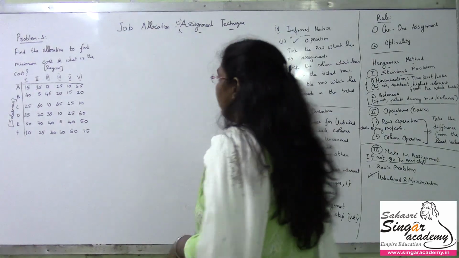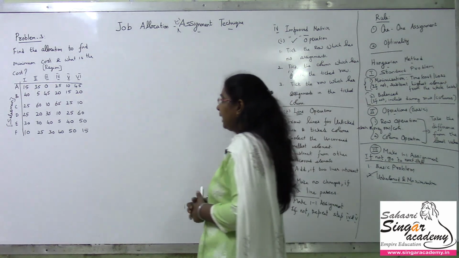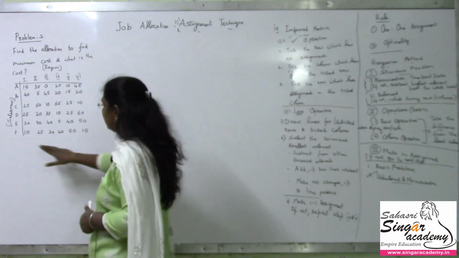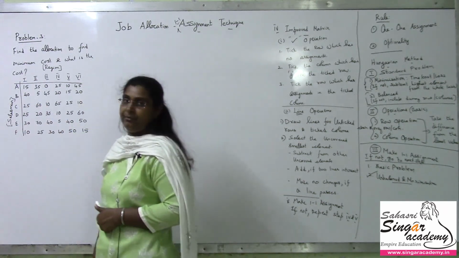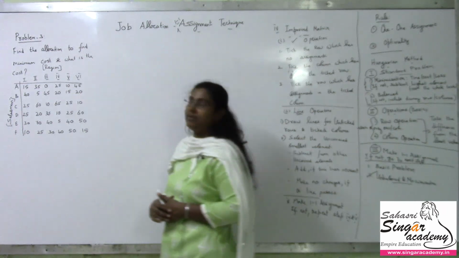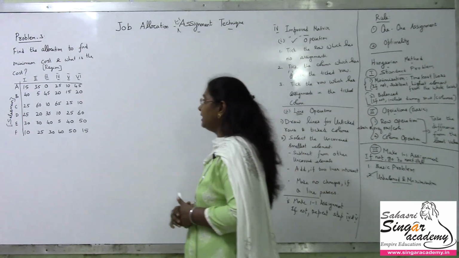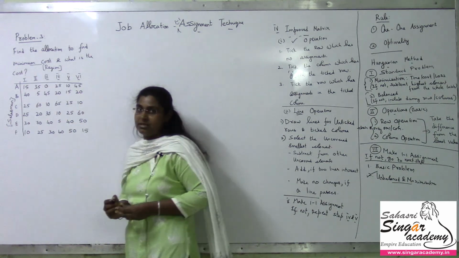Now let me go for problem number 3 under the assignment technique. I have a table here which talks about 6 salesmen A, B, C, D, E and F, and also 6 regions 1, 2, 3, 4, 5 and 6. You are asked to find the allocation to find minimum cost and what is the cost.